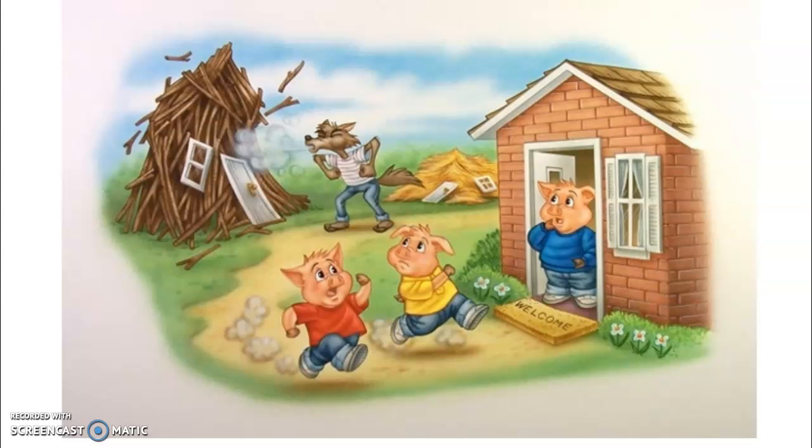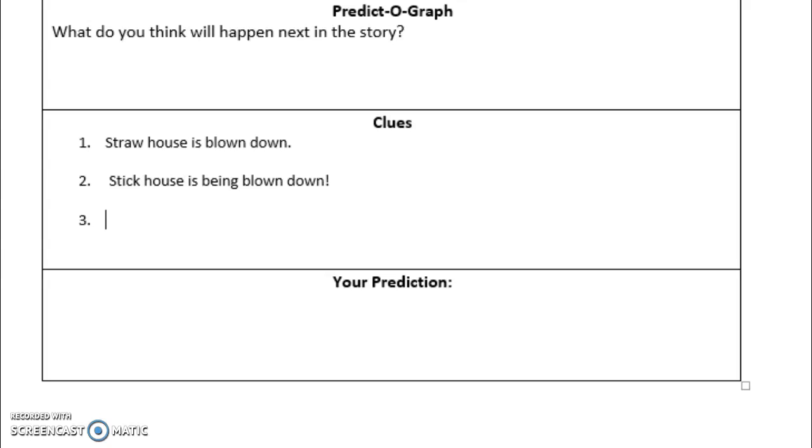I'm looking here and I am seeing that there are 2 little piggies that are running to the brick house. And that is our next clue. Pigs are running to the brick house. So let's go back to our predictograph. All right, so I'm going to go ahead and put in my third clue here. The pigs are running to the brick house. We got our 3 clues.